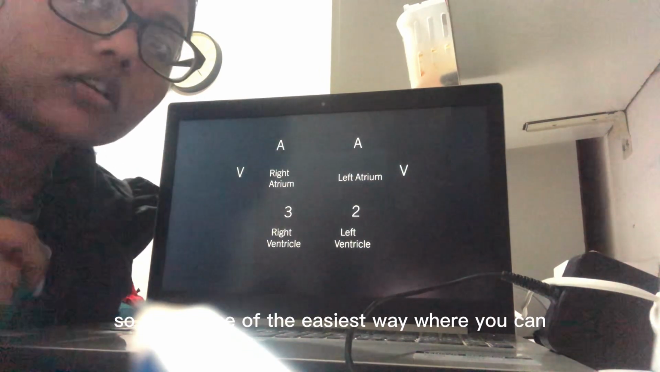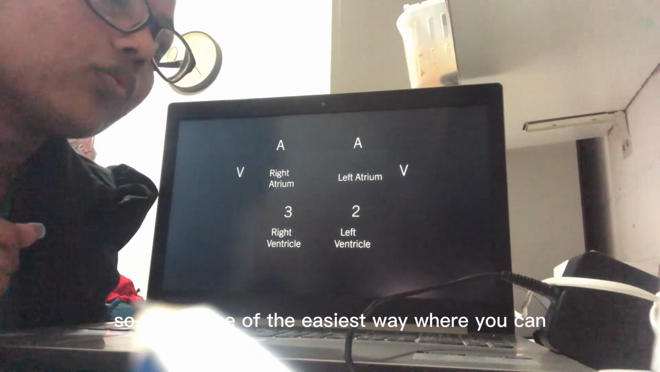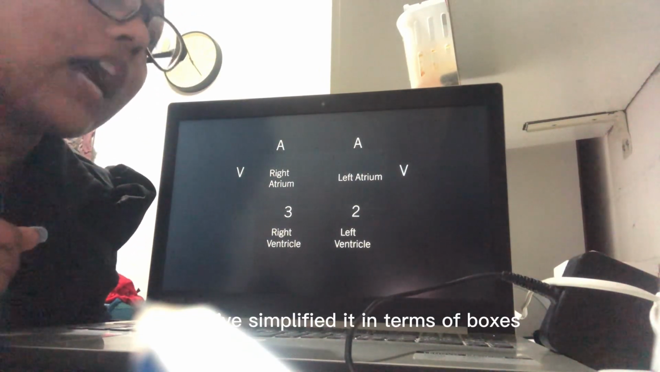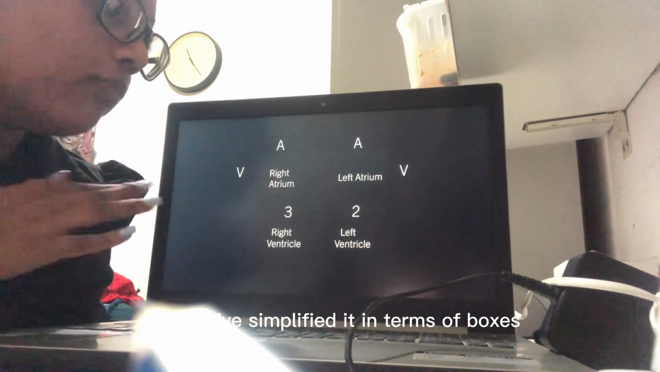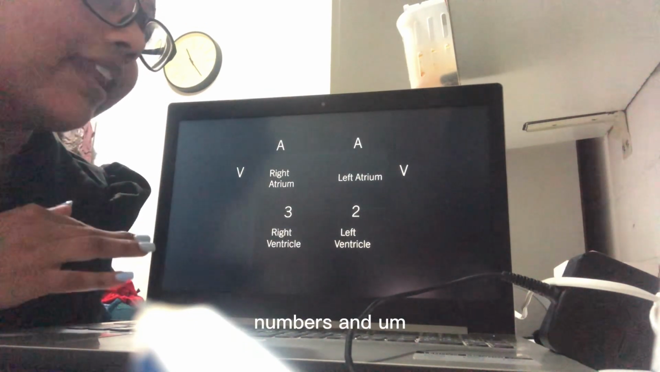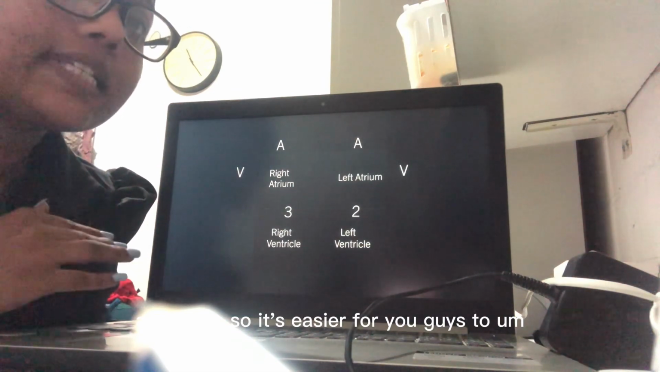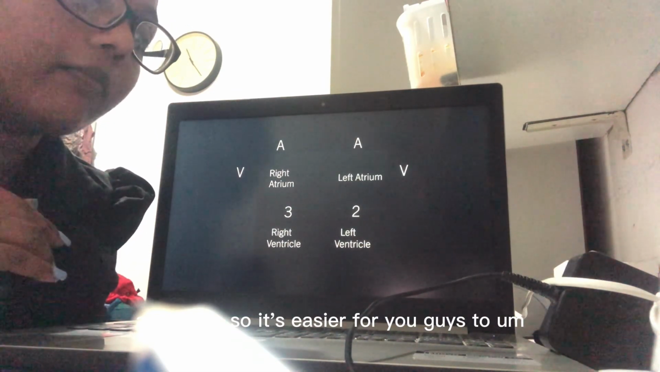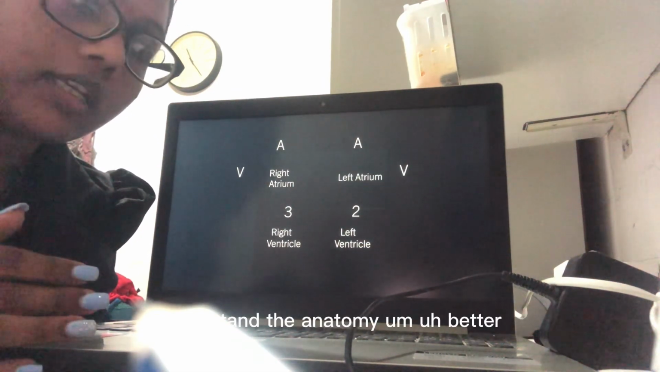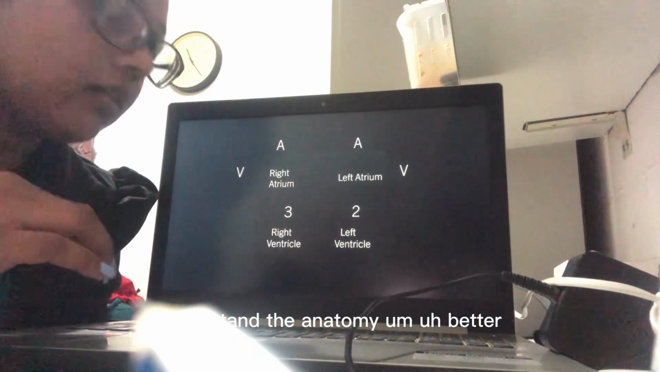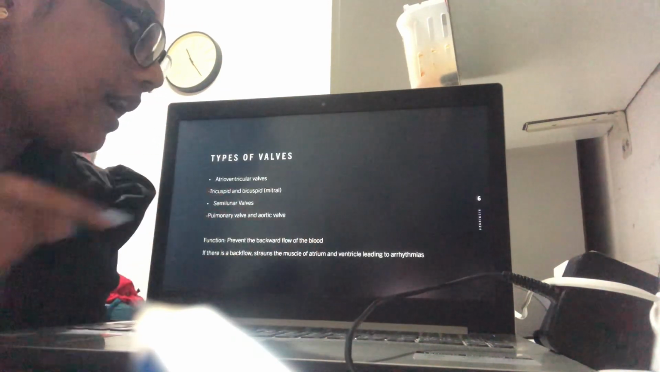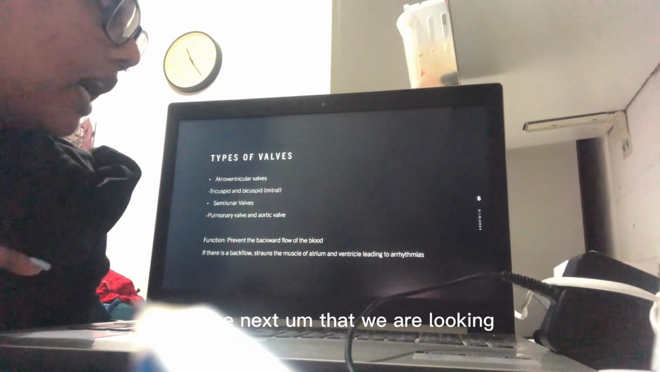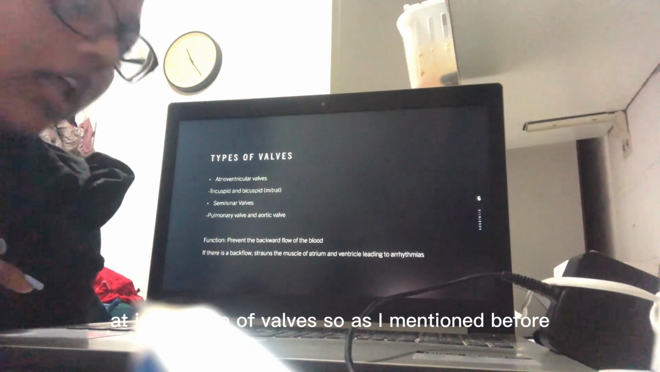So this is one of the easiest ways. I've simplified it in terms of boxes, numbers, and alphabets, so it's easier for you to understand the anatomy better.